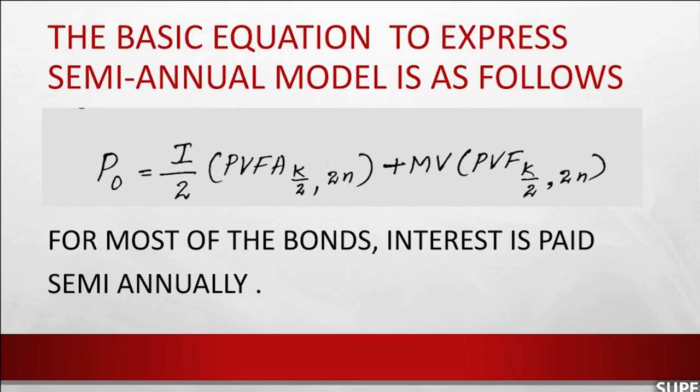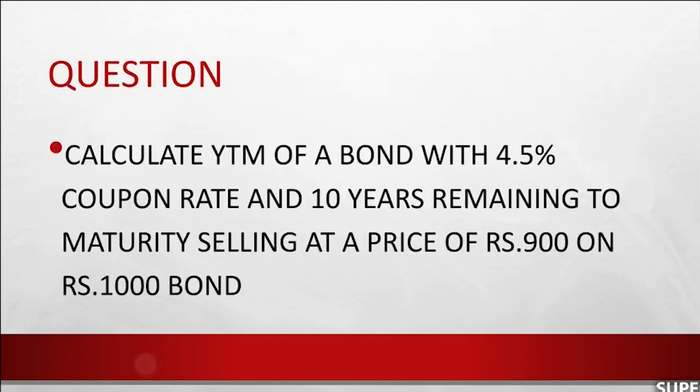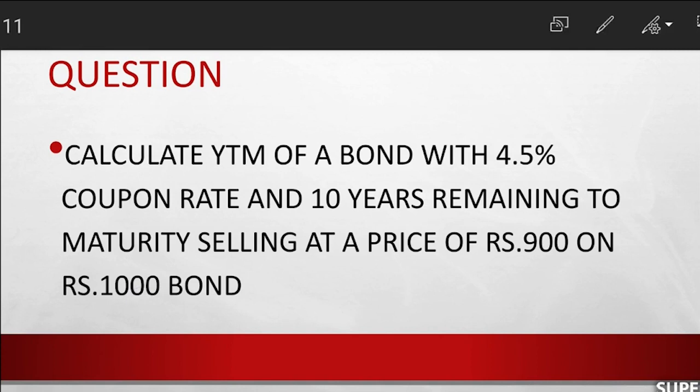Let us discuss an example, the previous problem that we have already discussed in the previous class, for calculating YTM by using the semi-annual model. The question is this: a bond with 4.5 interest rate and 10 years maturity, and present value is 900 and its face value is 1000. We have no additional information about maturity value, so we are taking 1000 as the face value and the maturity value of the bond also.